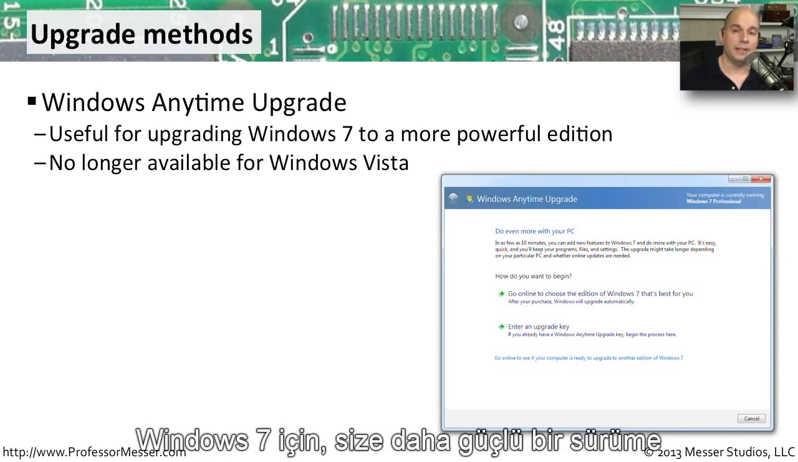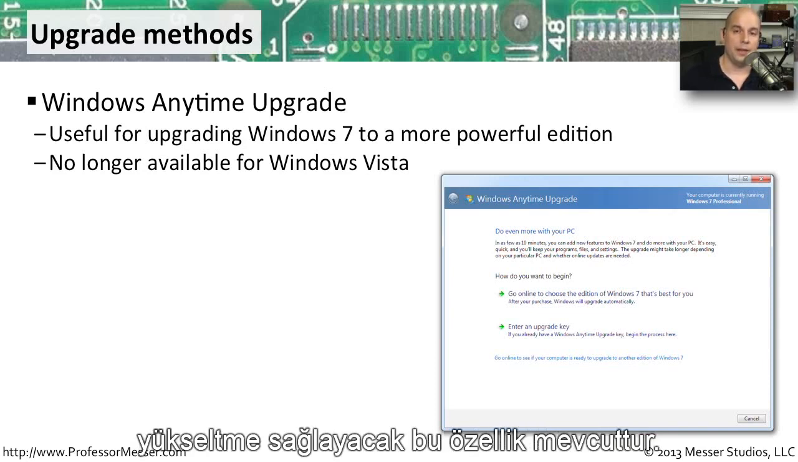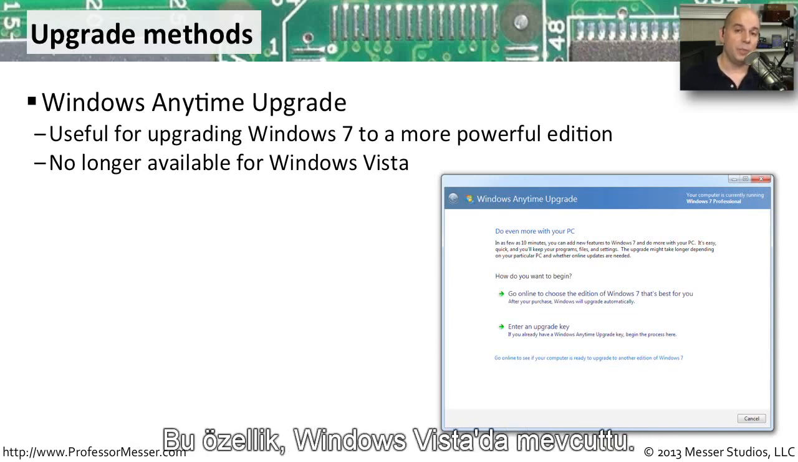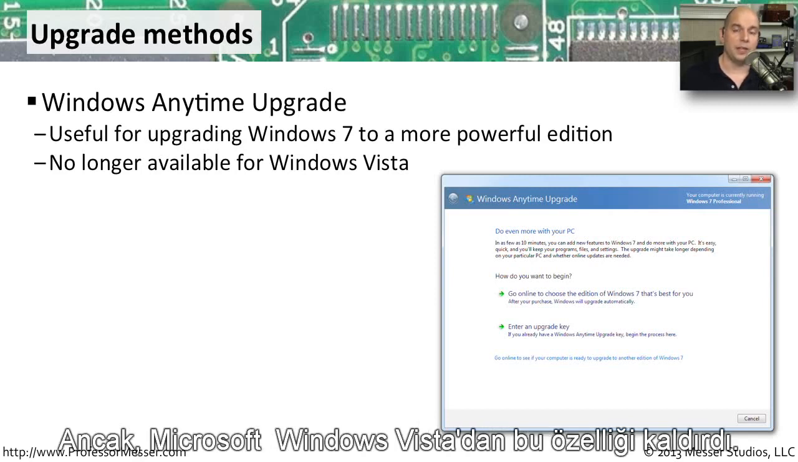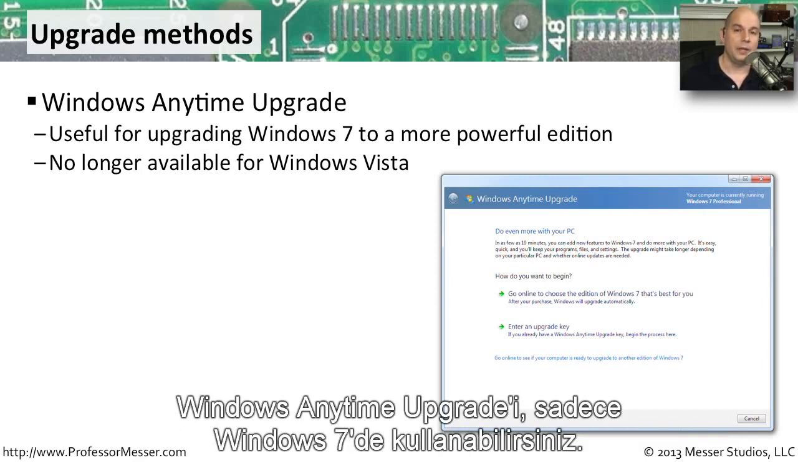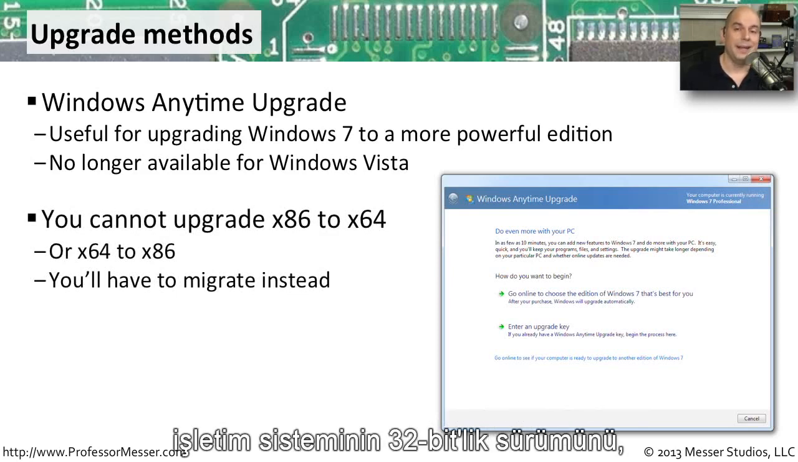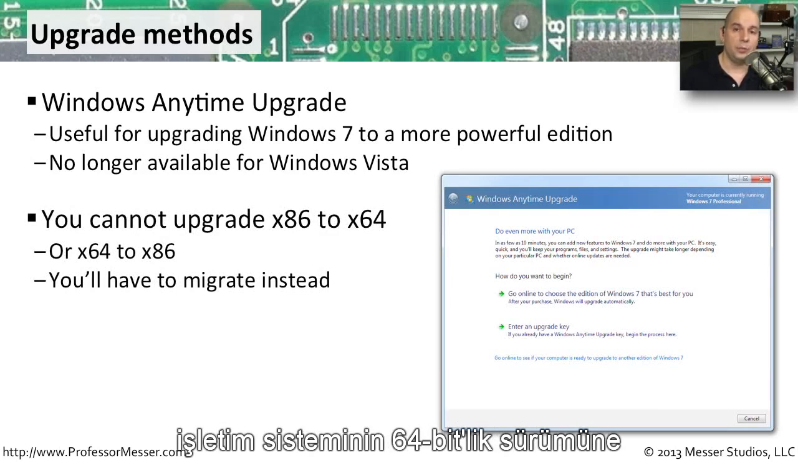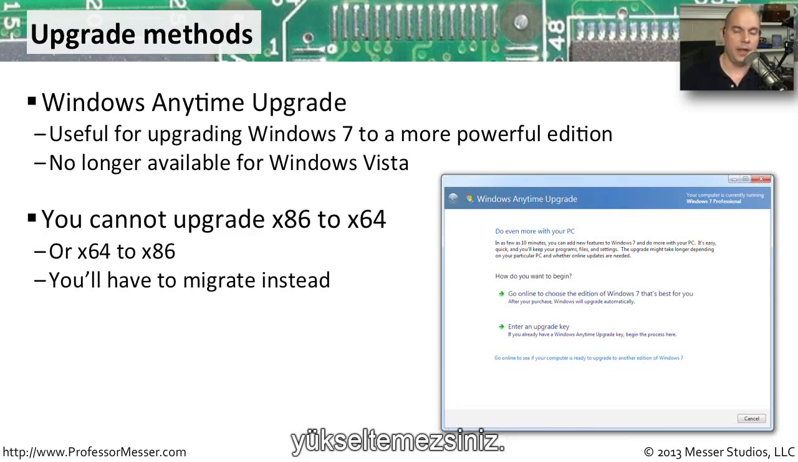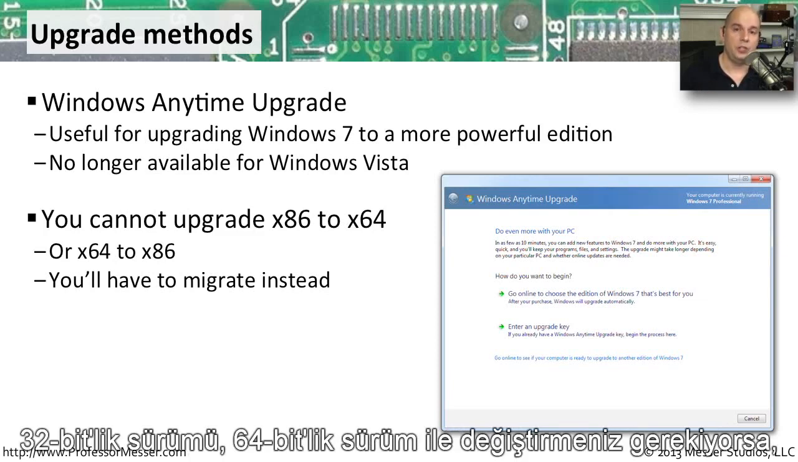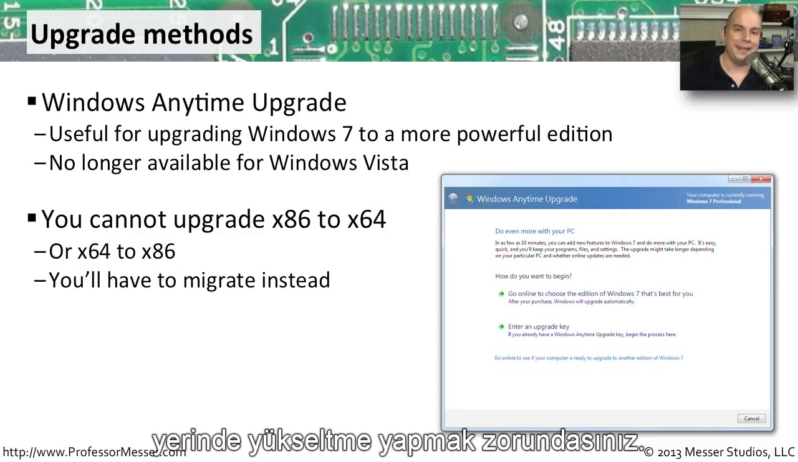For Windows 7, this is a capability that's available that would allow you to upgrade to a more powerful edition. This used to be available in Windows Vista, but Microsoft has removed that capability. You can only do a Windows Anytime upgrade in Windows 7. An important consideration of the in-place upgrade and the Windows Anytime upgrade is that you cannot upgrade from a 32-bit version of the operating system to a 64-bit version of the operating system, and vice versa. You can't downgrade from a 64-bit to a 32-bit.